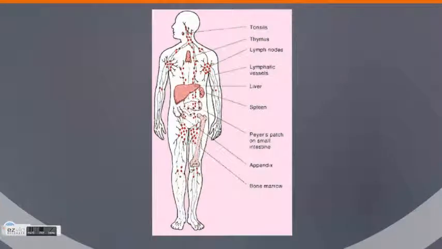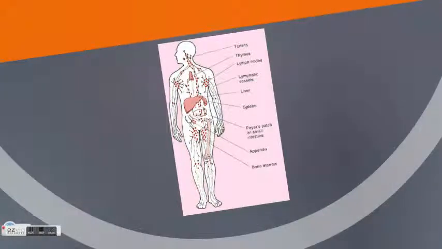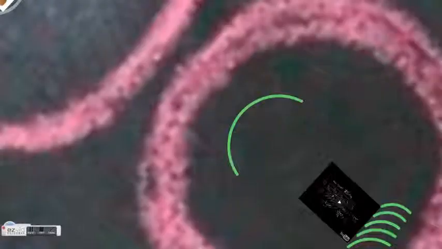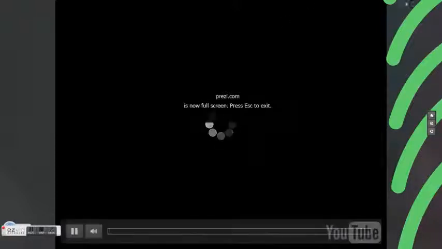We also have other organs from the lymphatic system: the tonsils, the thymus, the lymphatic nodes, the lymphatic vessels, the liver, the spleen, the appendix, the bone marrow, and the Peyer's patches in the small intestine. Also, we have another video that could explain and summarize what we have in our class. So let's see what the video has for us.